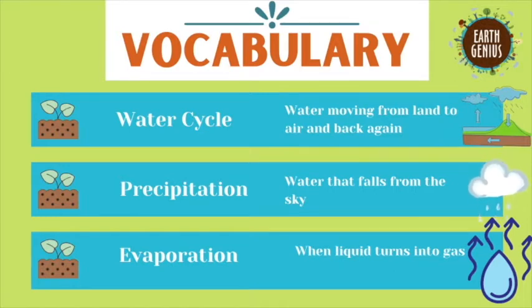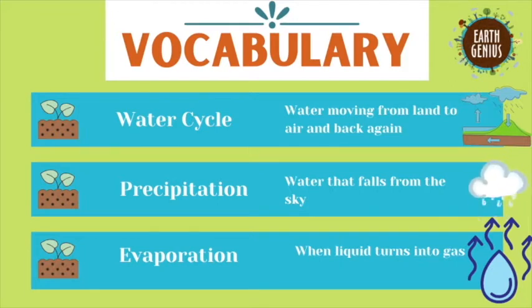Our first word is water cycle. Water cycle is water moving from land to air and back again. Today we will focus on two big parts of the water cycle: precipitation and evaporation.